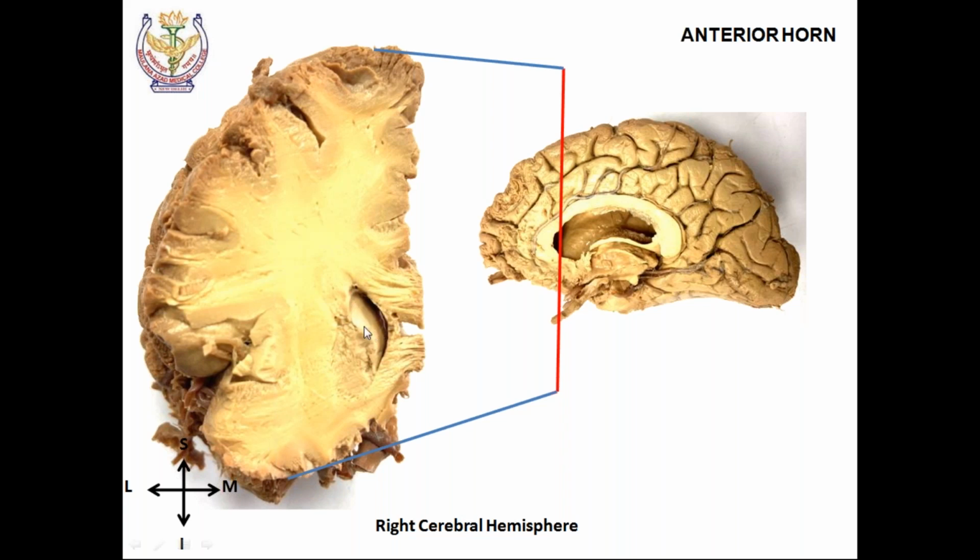So the thalamus, the head of the caudate nucleus is going to form the lateral wall, as well as medially, it will be going to form the lateral wall, right? Okay. So now, that is about the anterior horn.